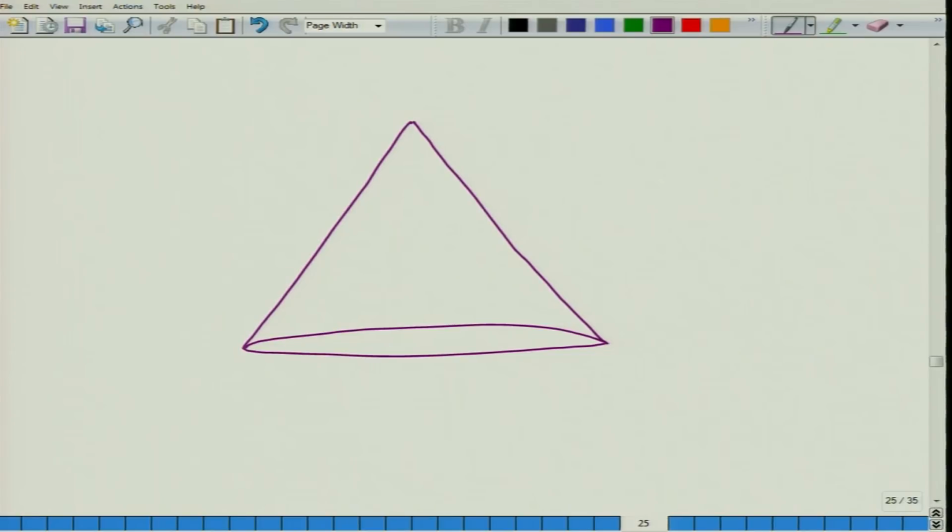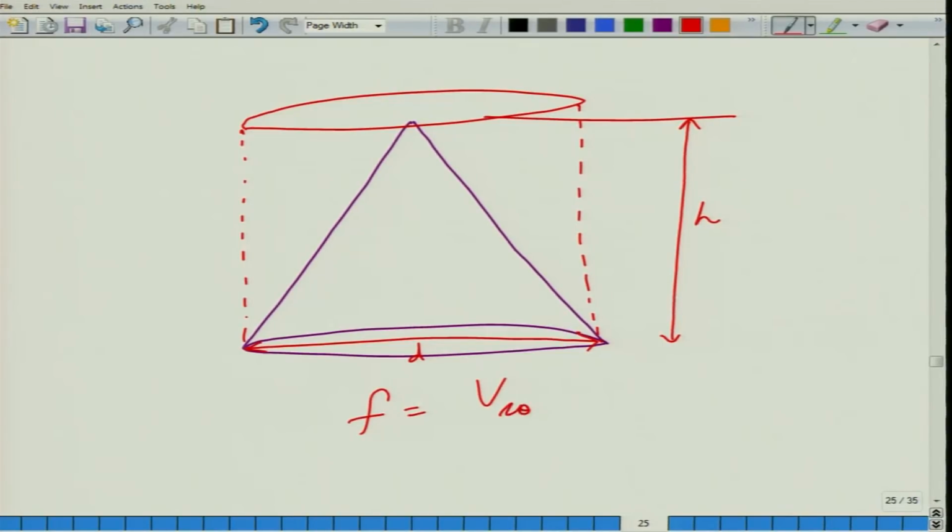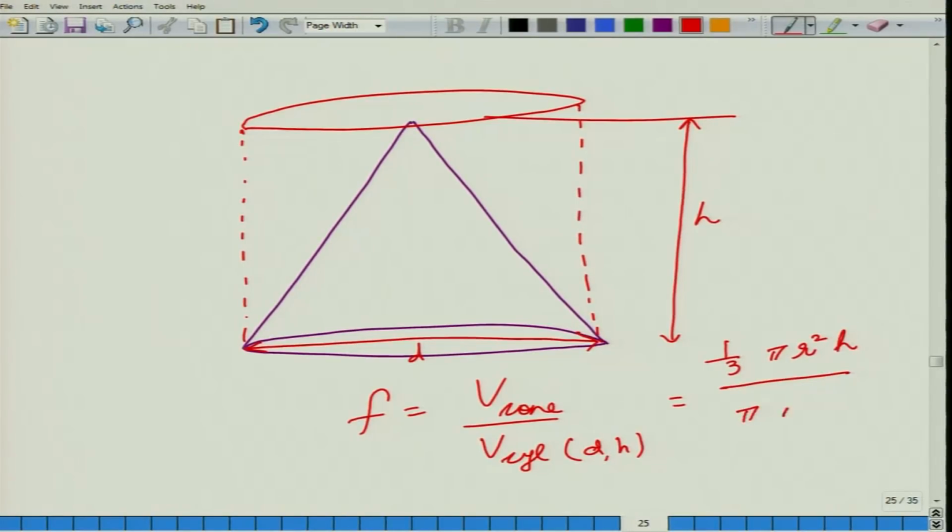So, let us first calculate the absolute form factor. In the case of an absolute form factor, you would have the diameter of the cylinder which would be the same as d. The height of the cylinder is the same as the height of this cone, which is h. Now, what is your form factor? Form factor is the volume of the cone divided by the volume of the cylinder with the same diameter and the same height. The volume of a cone is 1 by 3 pi r square h. The volume of the cylinder is pi r square h.